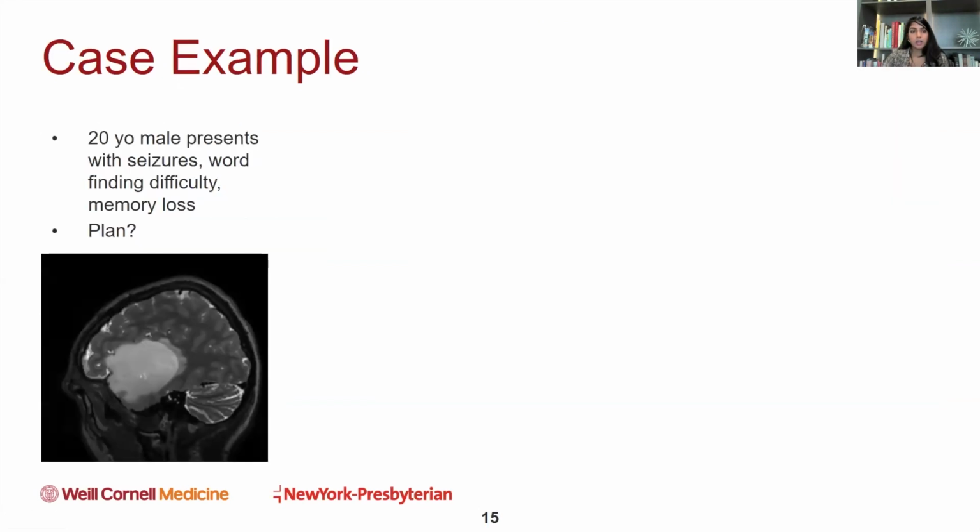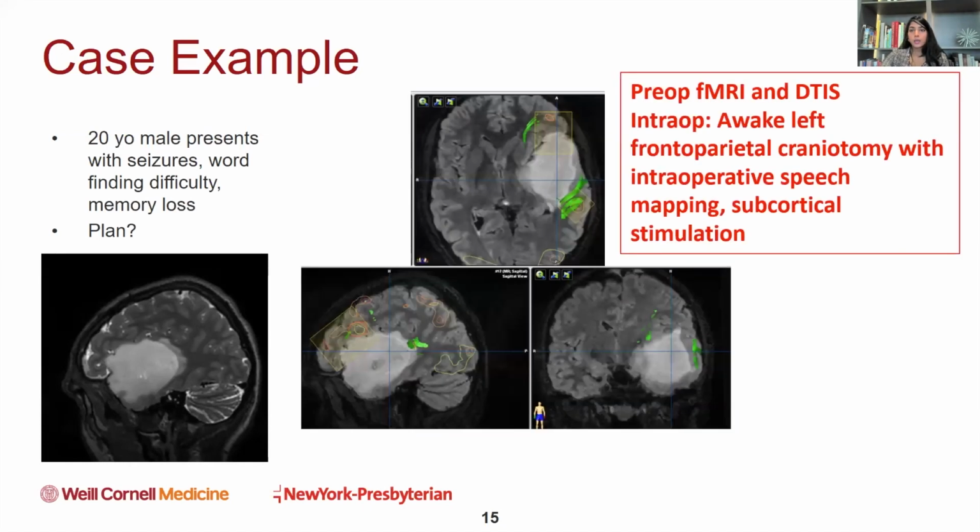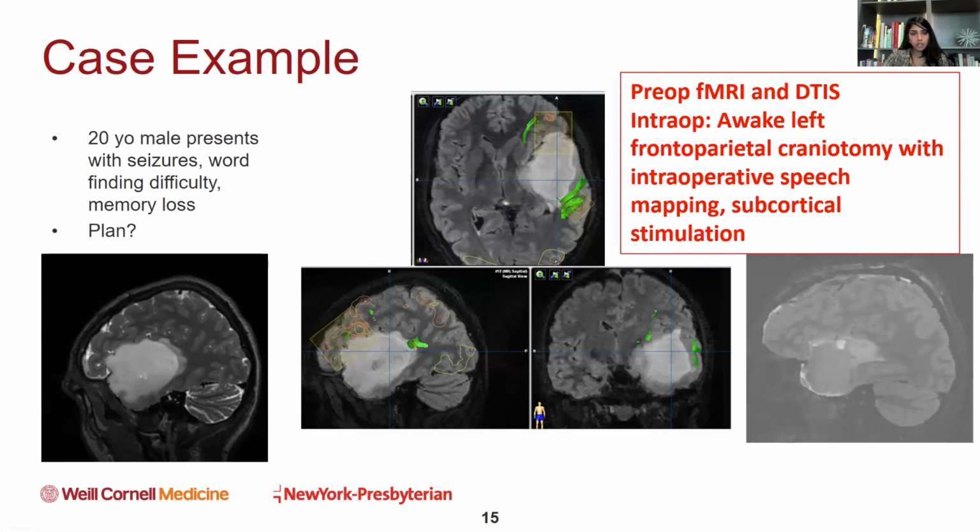This is a 20-year-old male who presented with seizures and word finding difficulty. We planned this with a preoperative fMRI as well as DTIs, and we did an awake frontoparietal craniotomy. We did intraoperative speech mapping and subcortical stimulation to remove the tumor, similar to the other one.